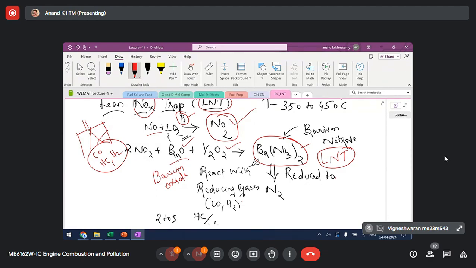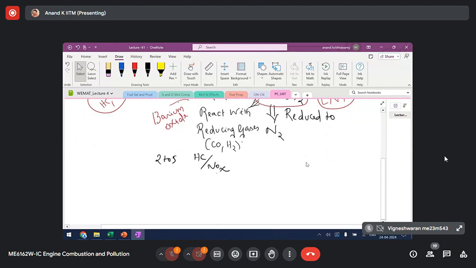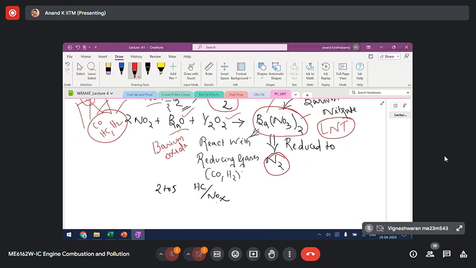Once the system gets saturated with barium nitrate, you spray fuel during the later part of expansion stroke to create rich products of combustion. In presence of these rich products of combustion, this barium nitrate will be converted to nitrogen. The barium nitrate, in presence of SC, rich products of combustion, will be converted back to BaO. And then what you will have is N2, H2O, and CO2.